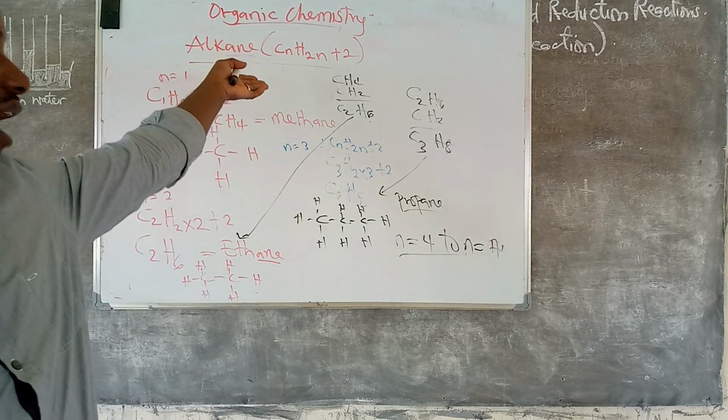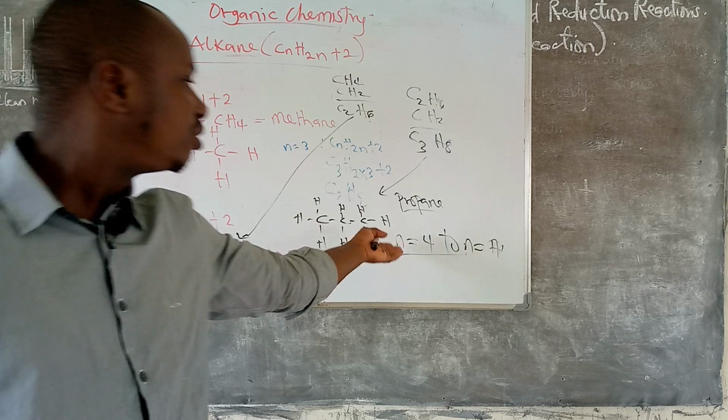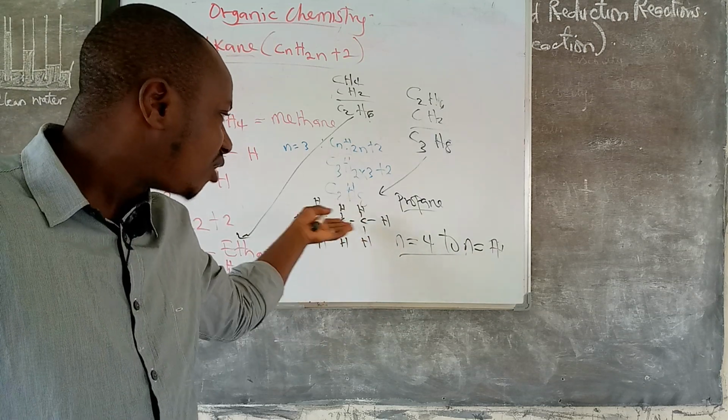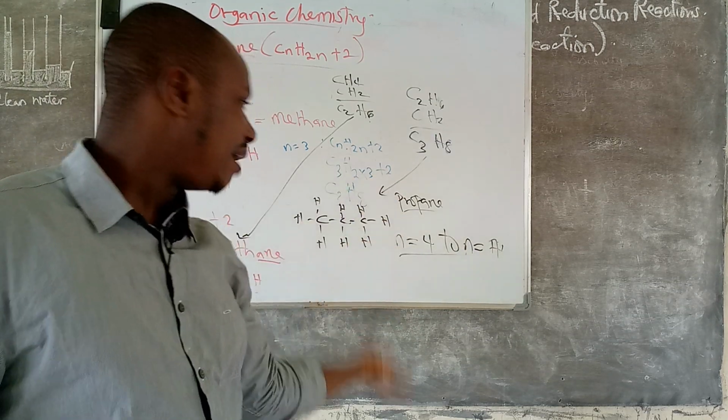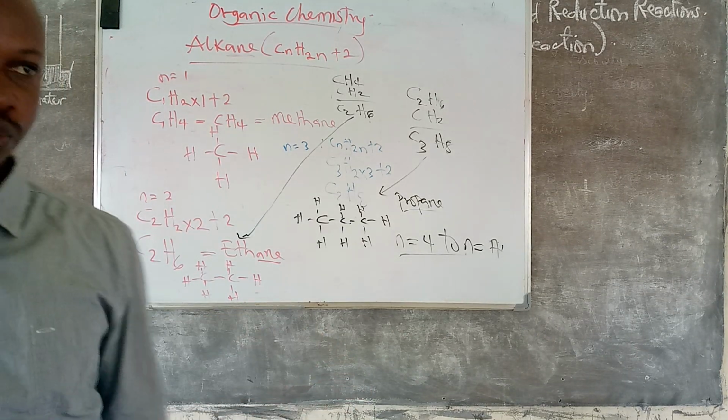Just apply the formula. And now, anywhere you see n, put 4. You substitute and get your answer. Then you draw it and name it. The prefixes are there for you. And how to draw the structure is also there for you.